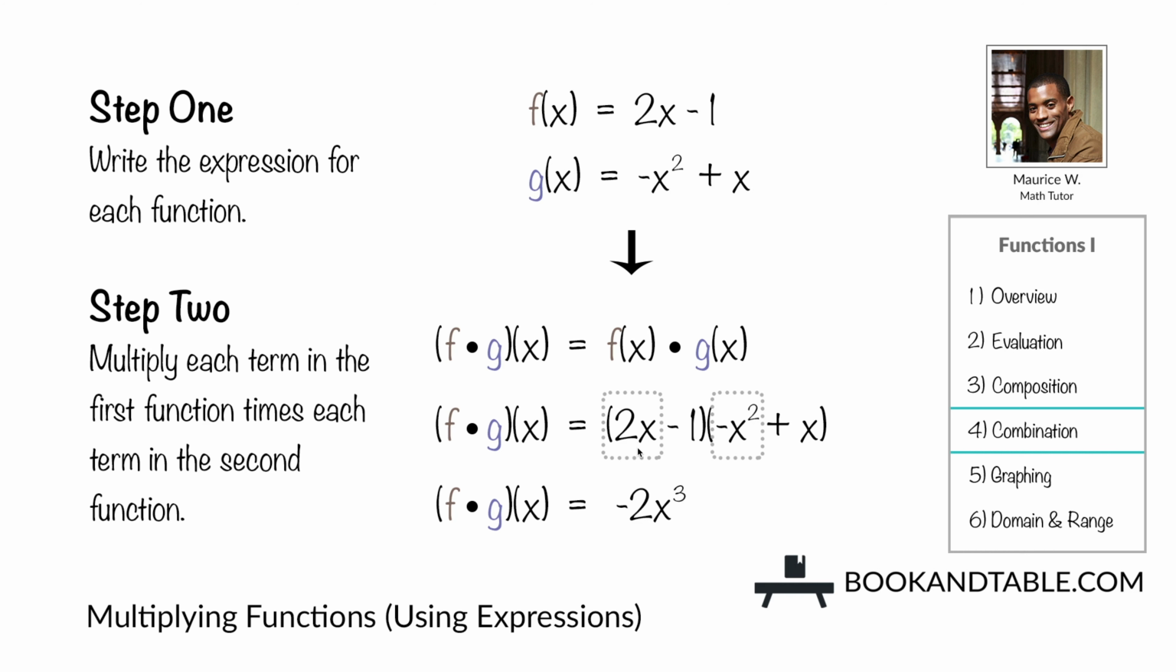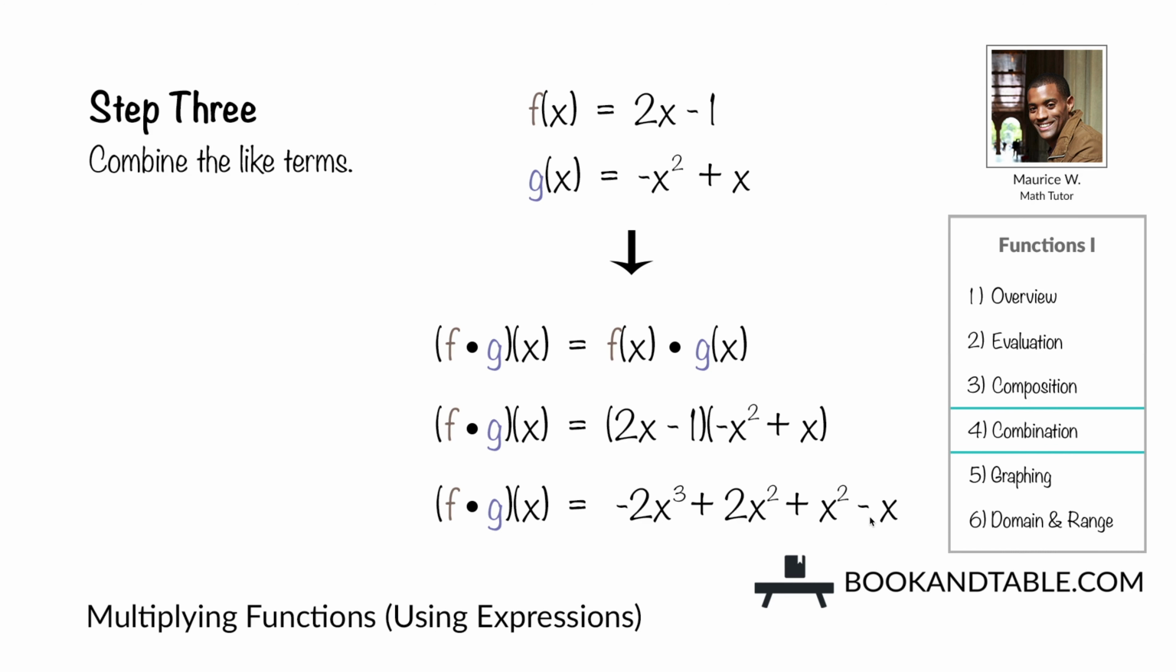And now we multiply this term times the second term in the second function, which gives us 2x times x, which is 2x squared. And now, since we've multiplied both terms in the second function by this term, we want to multiply the second term in the first function times both terms in the second function, giving us negative 1 times negative x squared, which would be positive x squared. And then negative 1 times x gives us negative x. So we get negative 2x cubed plus 2x squared plus x squared minus x.